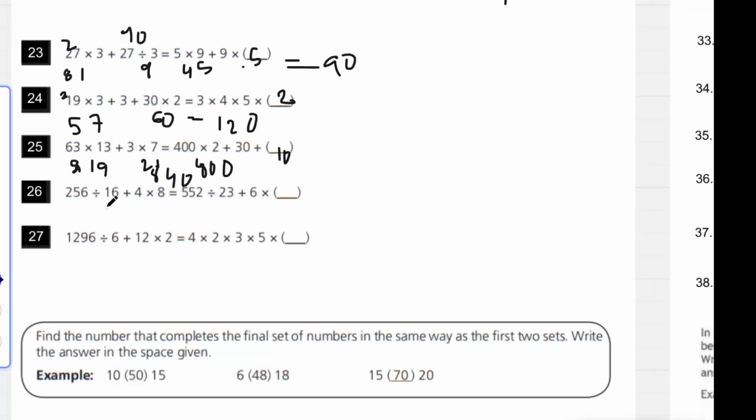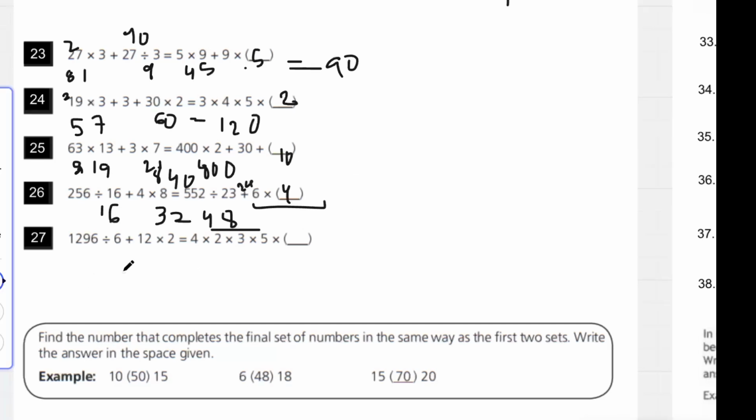Next one, 256 divided by 16 is going to be 16 plus, we do this first, plus 32 is going to be 48. That means 552 divided by 23 is going to be 24. 24 plus 6 times something is equal to, this has to be 4 to do 24 plus 24, gives you 48.